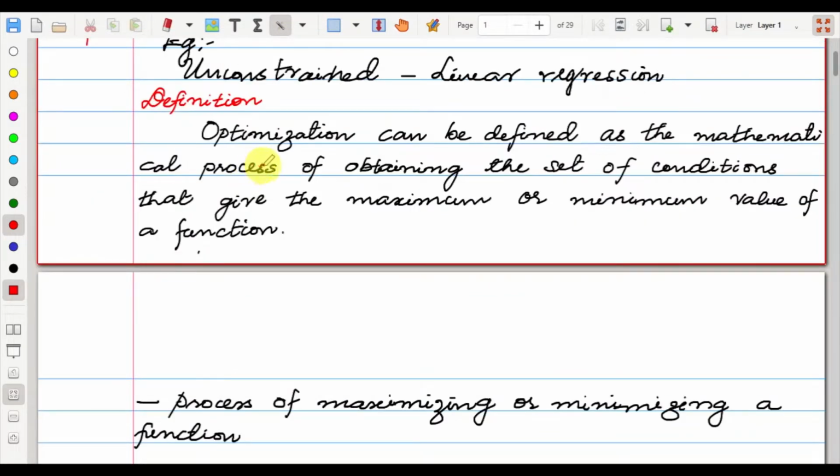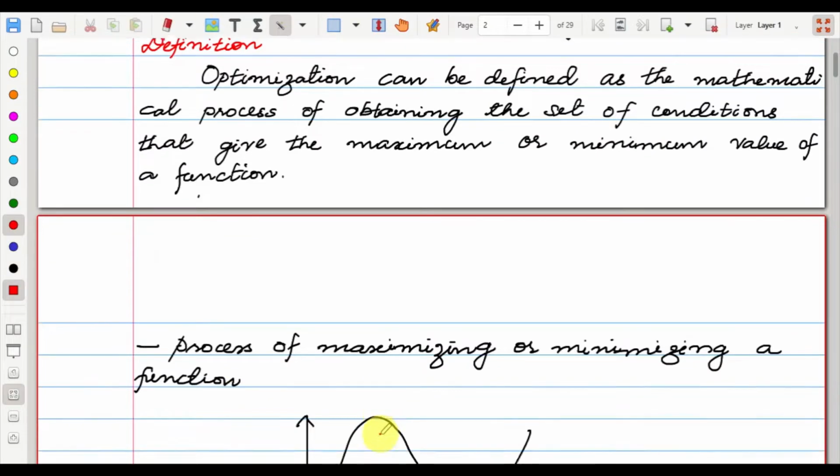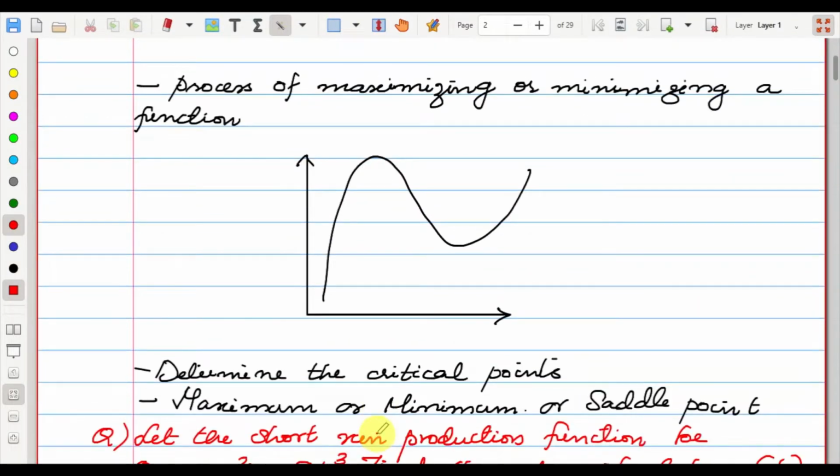So, the definition. Optimization can be defined as the mathematical process of obtaining the set of conditions that give the maximum or minimum value of a function. That is the process of maximizing or minimizing a function. So we are given a function, and we need to determine the critical point: maximum, minimum or saddle point.